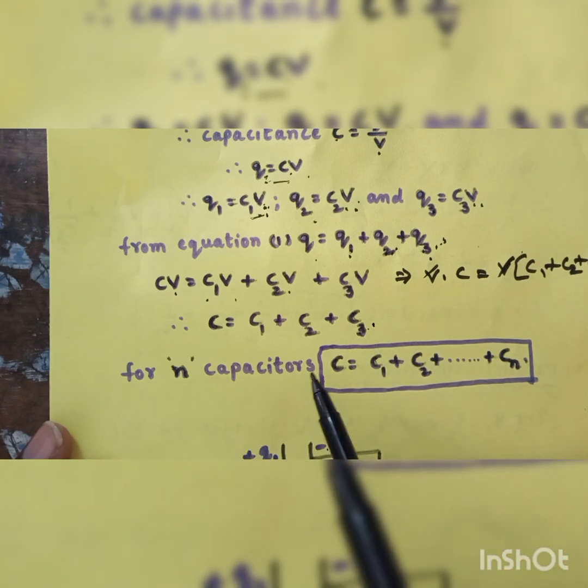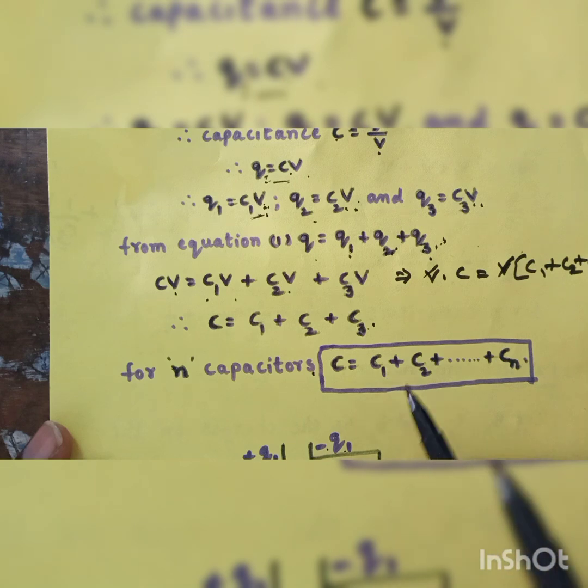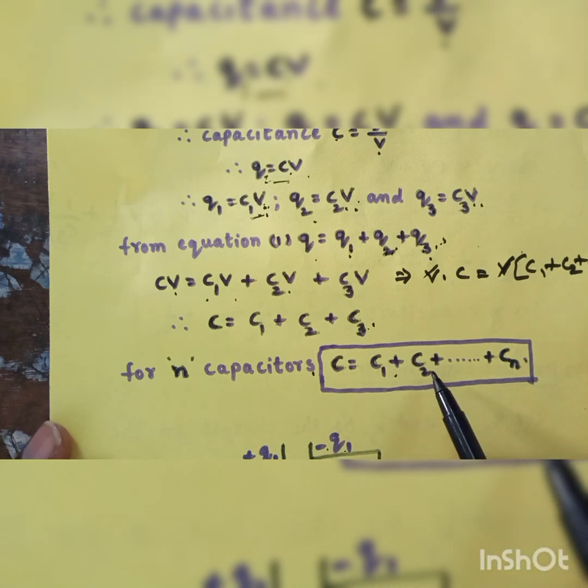Suppose n capacitors are connected in parallel combination. At that time use this formula: C is equal to C1 plus C2 plus dash dash dash plus Cn.